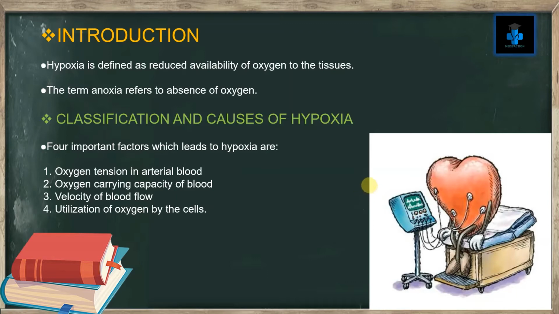Four important factors which lead to hypoxia are: number 1, oxygen tension in arterial blood. Number 2, oxygen carrying capacity of the blood. Number 3, velocity of blood flow. Number 4, utilization of oxygen by the cells.